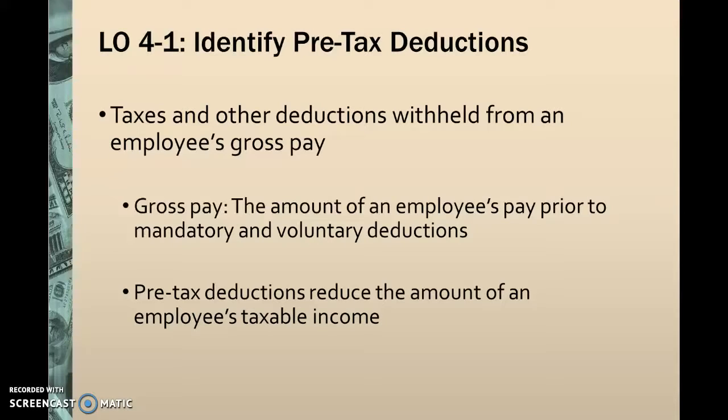Now the first thing to keep in mind, as covered in chapter 2, is your gross pay. This is the amount of the employee's pay prior to any mandatory and voluntary deductions. Remember, the gross pay is calculated by taking the number of hours that they work, multiplied by their regular wage, which equals the gross pay. Now, once the employer calculates the gross pay, there are some pre-tax deductions that can take place that reduce the amount of the employee's taxable income.